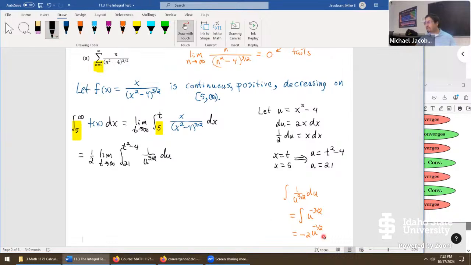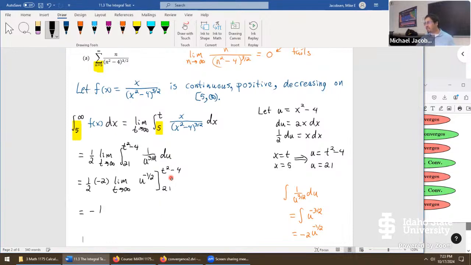So let's go write out that this is now equal to 1/2, next, let's put in the value negative 2, limit as t goes to infinity. The antiderivative of this right here is the negative 2 we already put down, and then u to the power negative 1/2, which is then evaluated from 21 to t squared minus 4. So we're starting to get there. Next thing we need to do is just evaluate the upper and lower limits of integration.